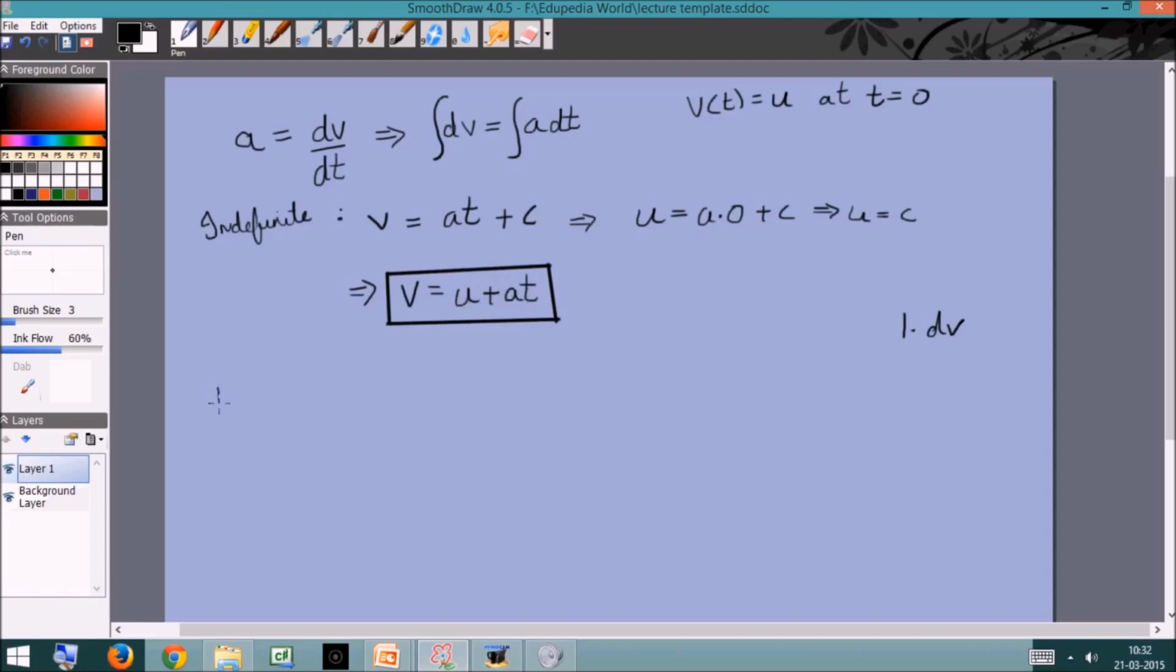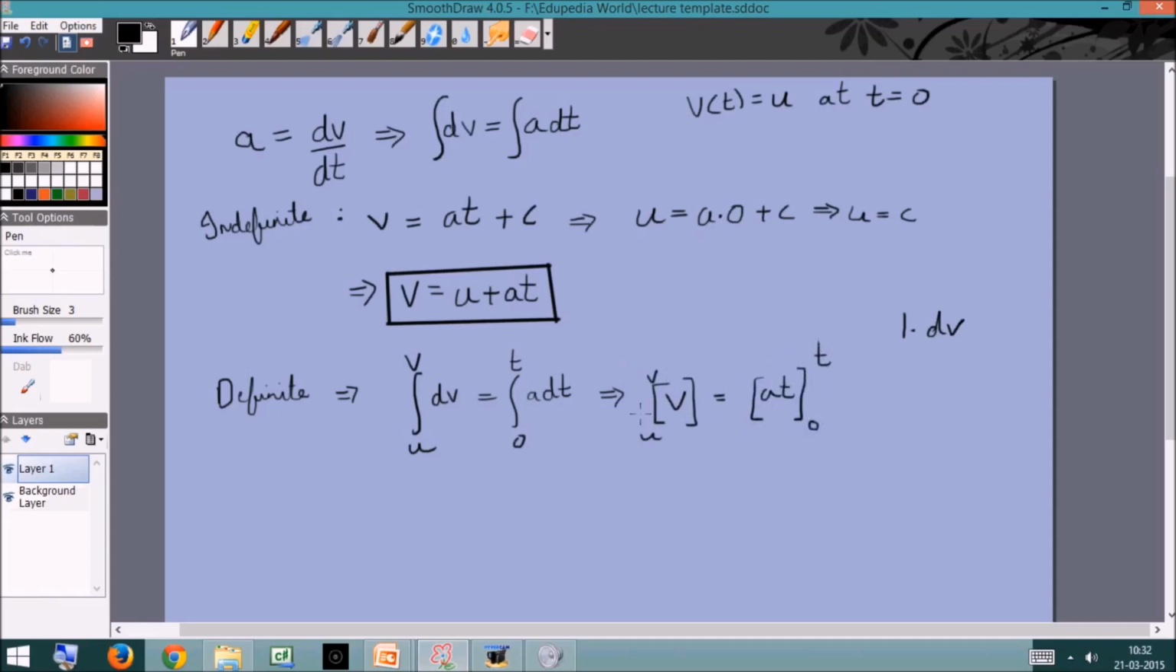Let's try to do it by definite integration. In this case, we won't need a constant of integration because we would put the values directly in the limits. So let's say at time t the velocity is v. We know at time 0 the velocity is u. So what that means is, the integral of dv from u to v is equal to the integral of a dt from 0 to t.